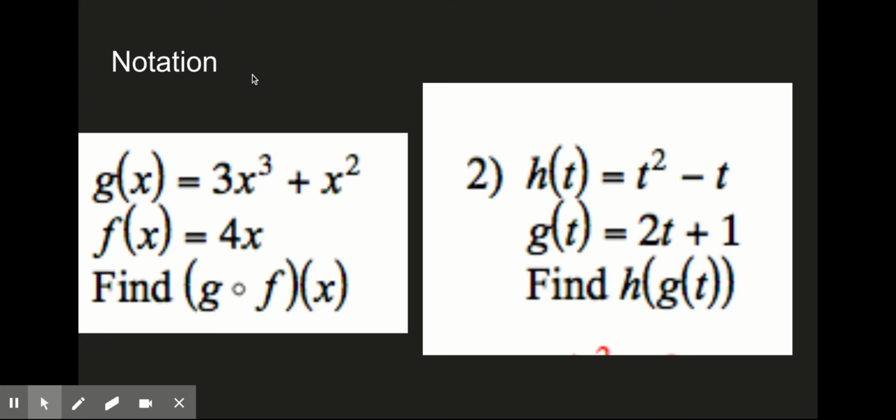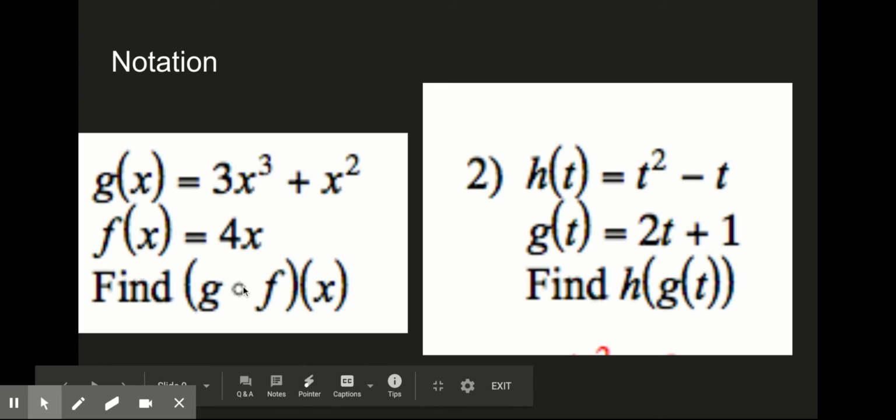So here's what the notation looks like. Here's g of x, here's f of x, and if you see this, like a literal circle, not a dot, that would mean multiplication, an actual circle. That means g of f of x. You'll typically see it like this, though. I just want to show you this way, but honestly, typically, I'll give it to you like this.